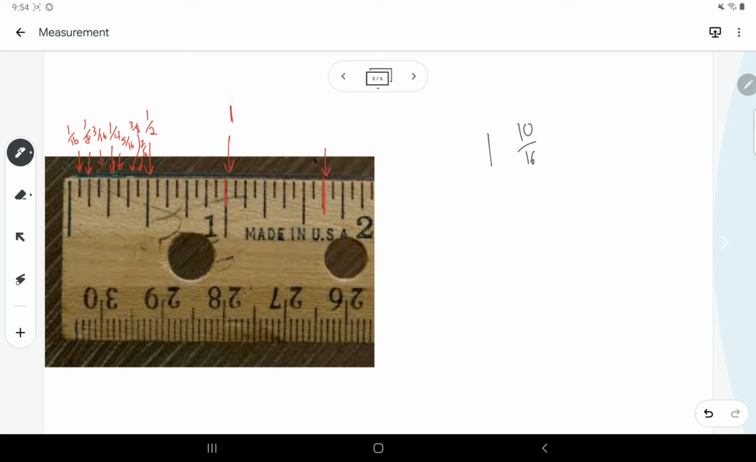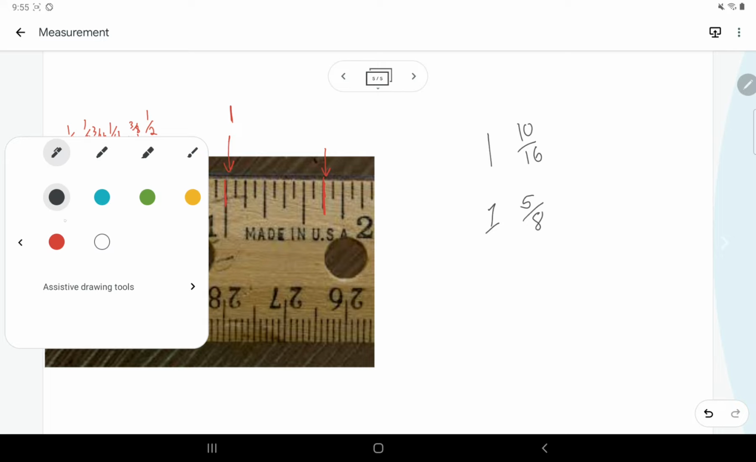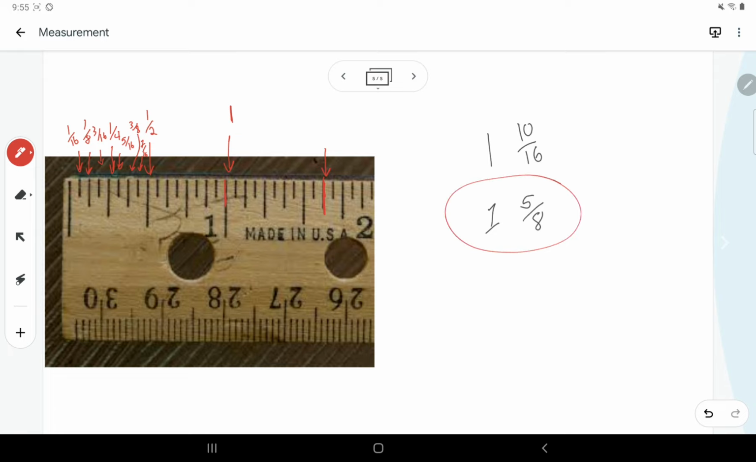But that's not usually how we write it. We usually prefer to have the reduced form, so instead we write 1 and 5/8. And that would be your measurement in imperial. So it's a mixed number, meaning it has a whole number combined with a fraction. And we want that fraction in its lowest terms. So that's how we read a ruler, both metric and imperial.